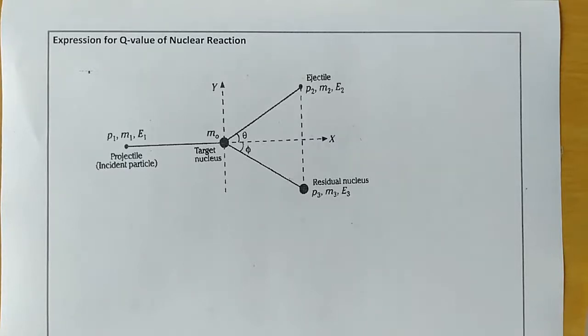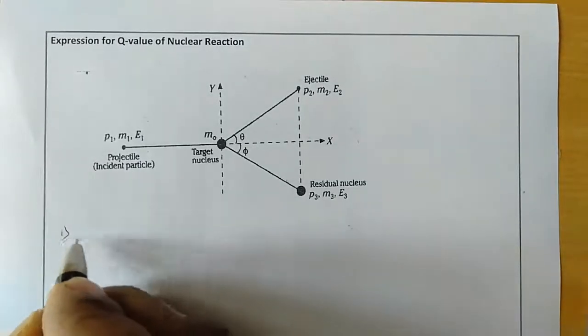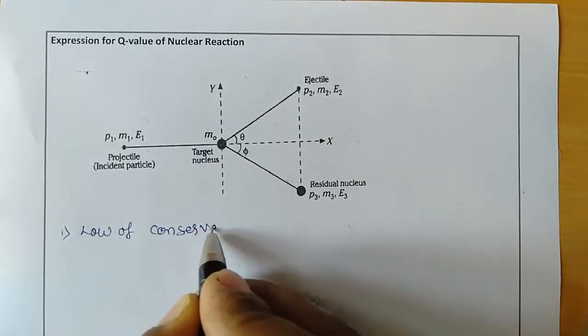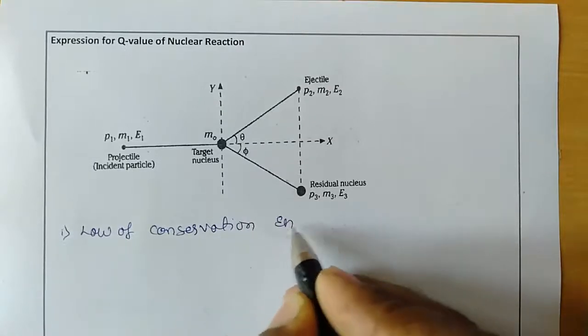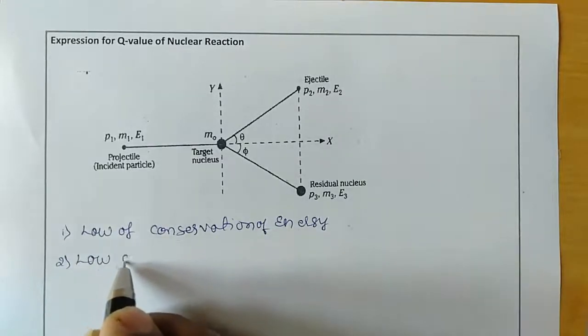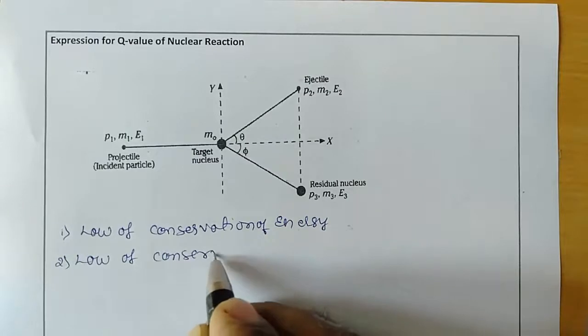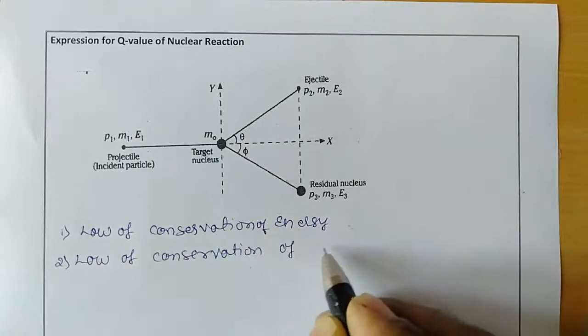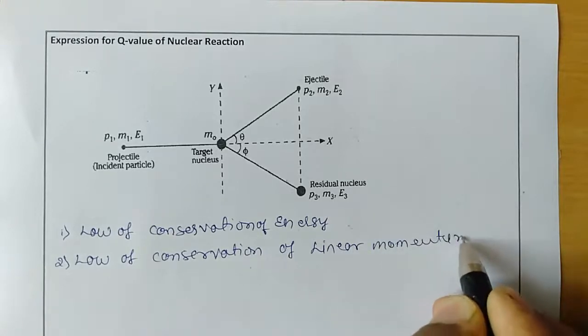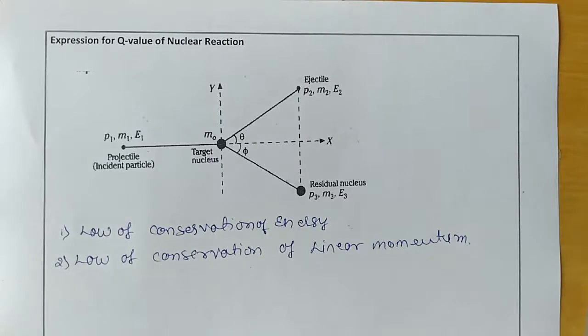The conservation laws used to obtain an expression for the Q value of the reaction are, first, the law of conservation of energy, and second, the law of conservation of linear momentum. By using these two conservation laws, we are going to calculate the Q value of the nuclear reaction.